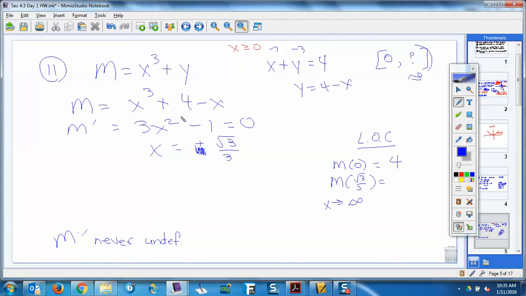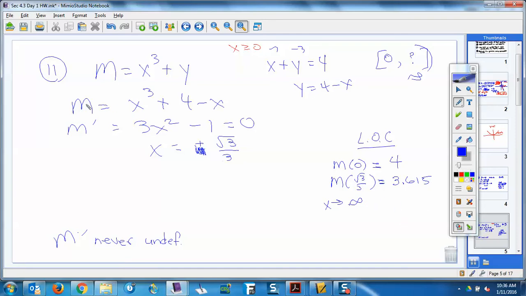Anybody got that yet? Root 3 over 3 cubed plus 4 minus root 3 over 3. Let's get a decimal. How much? 3.615.